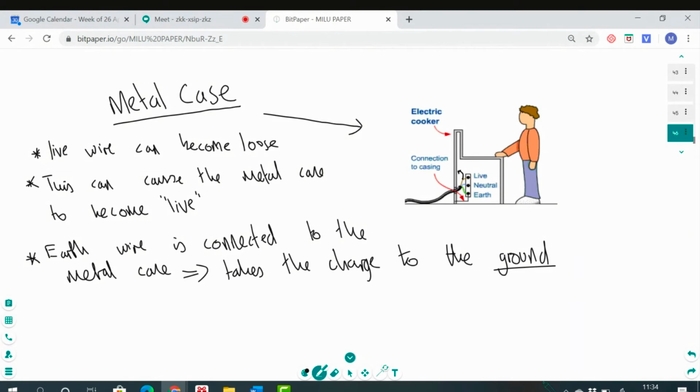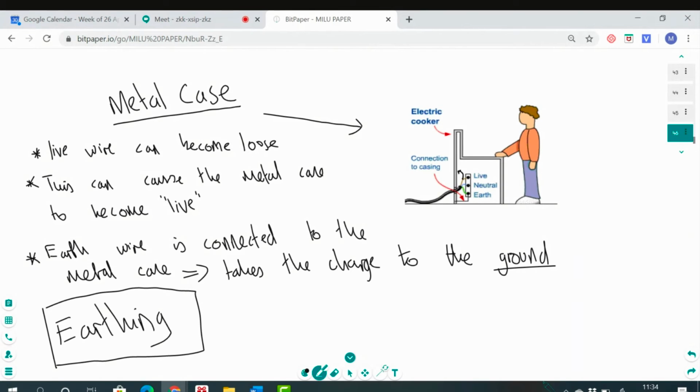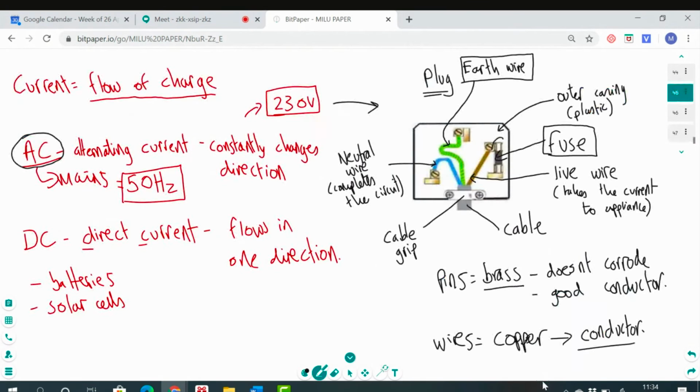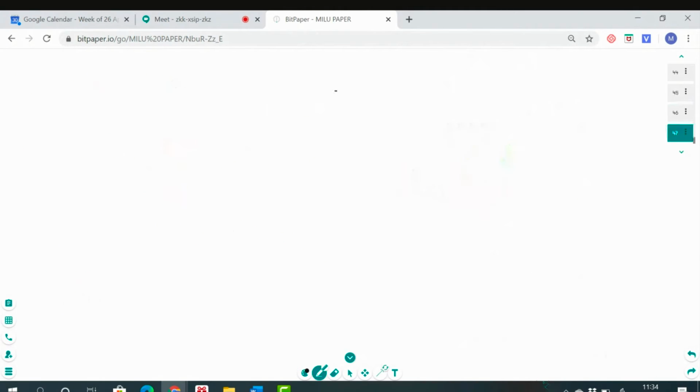So this whole idea of earthing, as it's commonly referred to, is designed to protect us, to protect us as consumers, or as the users. But let's look at a fuse. Now, as you saw in the plug before, the fuse right here is connected to the live wire. And the fuse looks something like this.